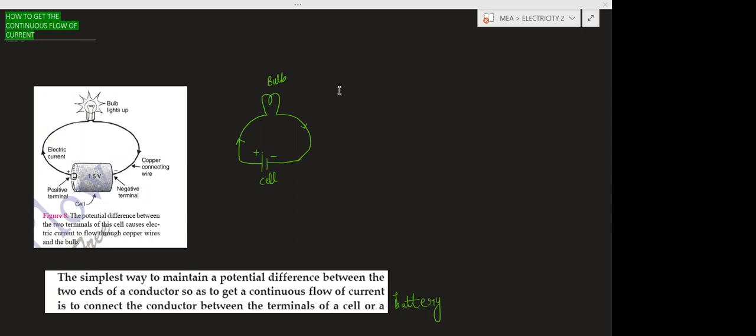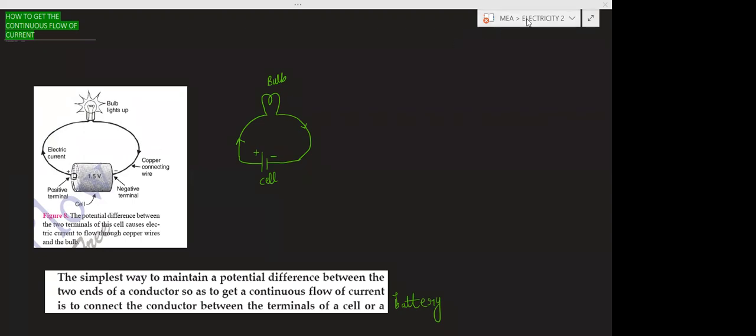At that time they knew that there are two types of charges: positive and negative charges. So they assumed that current is a flow of positive charge. The direction of the current is the flow of the positive charge. Or you can say the current will flow from the positive terminal of a cell to the negative terminal. This was the conventional direction of the current.